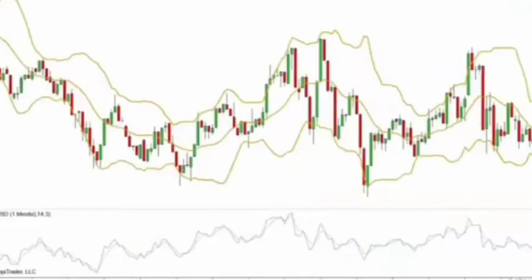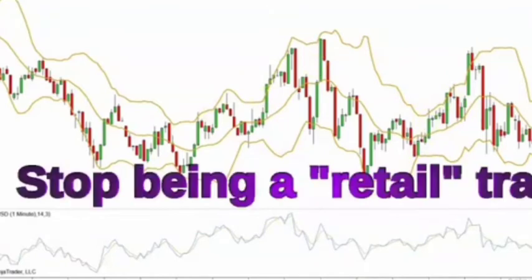So these are the type of charts right here that retail traders, losing traders, and generally traders that are never going to be able to figure it out, these are the type of charts that they're using. All right? Don't be that trader, right? This is what a bad chart looks like. And you've seen this before.